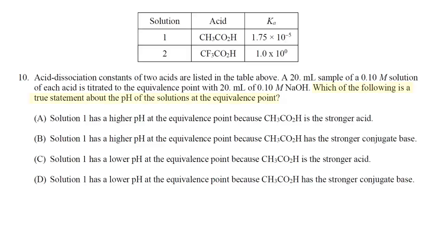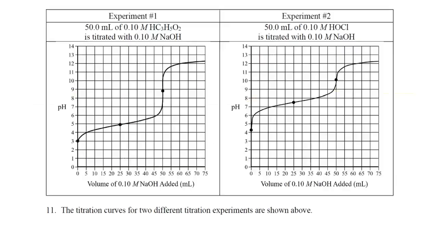And the question asks, which of the following is a true statement about the pH of the solutions at the equivalence point? And you can see in the 4 answer choices, is it a higher or a lower pH at the equivalence point? And we're referring to the acid that has the chemical formula CH3CO2H. Is it the stronger acid, or does it have the stronger conjugate base? What I'm going to show you on the next few slides are slides from my video for topics 8.4 and 8.5. It's a very similar question, so that might help you understand this particular situation in question 10.